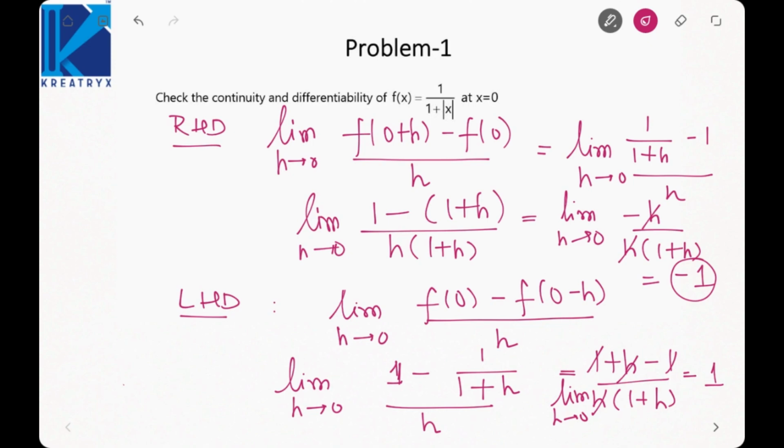Now as you can see, the right hand derivative is minus 1 and the left hand derivative is plus 1. Since both are unequal, it is not differentiable. That is, this function is continuous at x equal to 0, but it is not differentiable at x equal to 0. Is it fine?